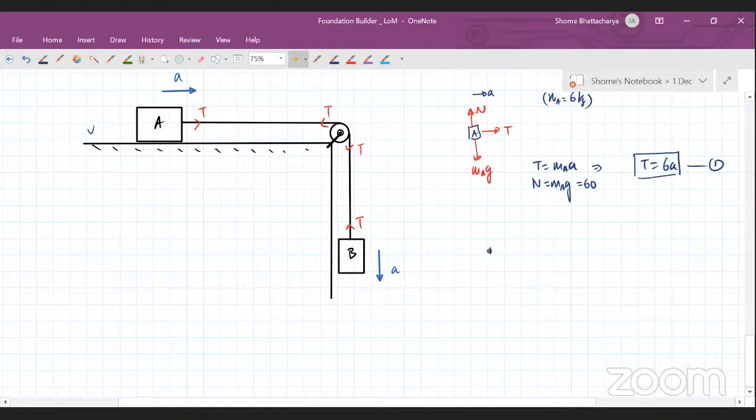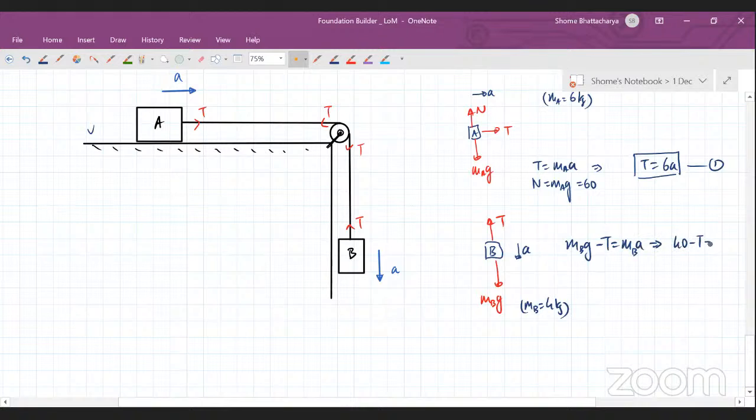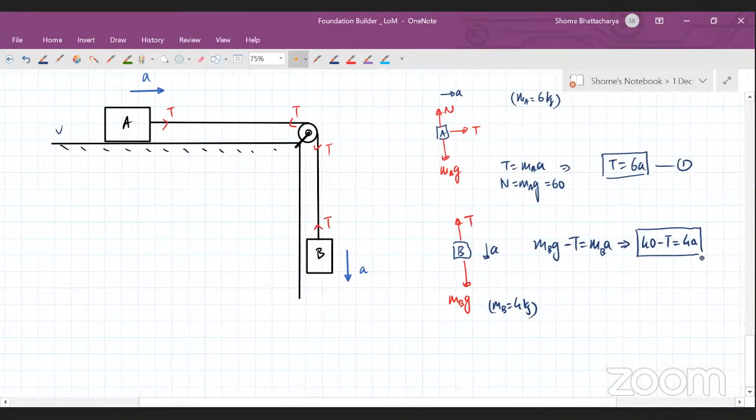Now similarly for the block B, you can see it's an even simpler situation because only two forces act, and it has a downward acceleration of a, and mass of B is given to us as 4 kg. So we have weight minus tension is mass into acceleration. So we have 40 minus T is equal to 4a. So this is our second equation.